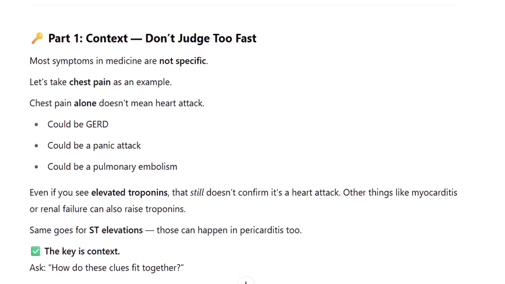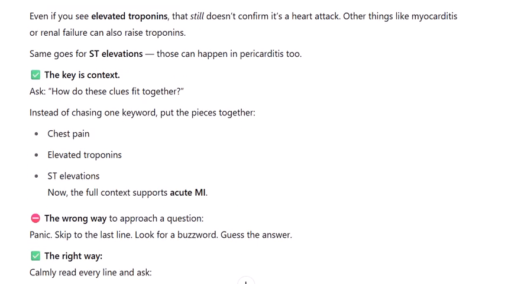Same goes for ST elevations. Those can happen in pericarditis too. The key is context. Ask, how do these clues fit together? Instead of chasing one keyword, put the pieces together. Chest pain, elevated troponins, ST elevations. Now the full context supports acute MI.